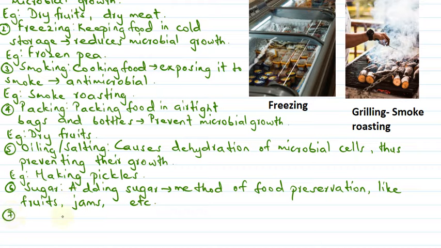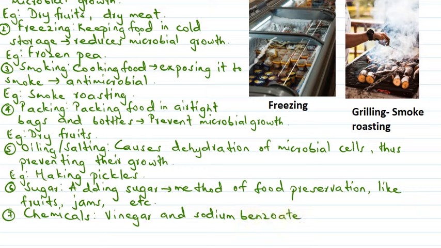Then the next method is use of chemicals. Some chemicals like vinegar, which is acetic acid, and sodium benzoate are used as artificial preservatives for preserving food from spoilage.